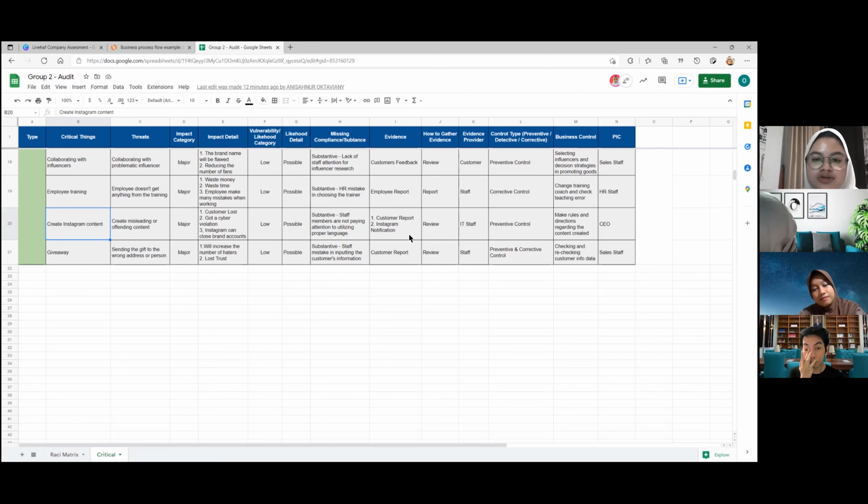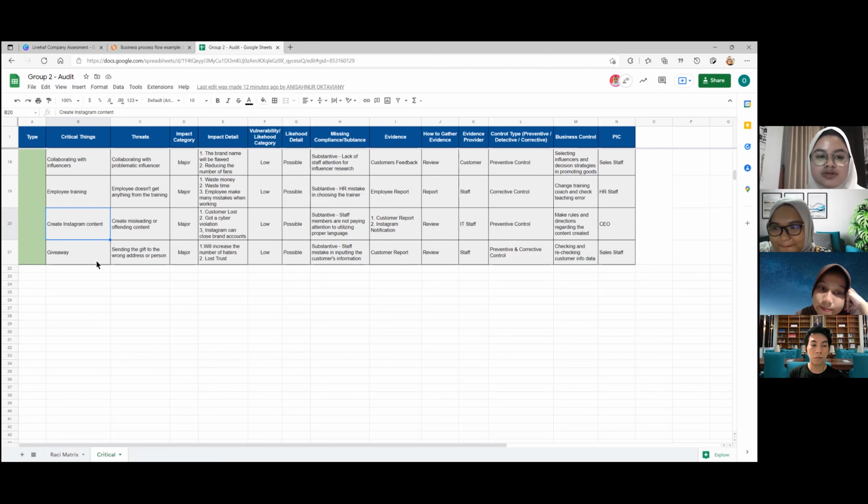And the evidence would be from customer reports and Instagram notifications, and how to gather this evidence is from reviews, and the evidence provider would be the IT staff. The control type is preventive by making rules and directions regarding the content created. The PIC would be the CEO itself.